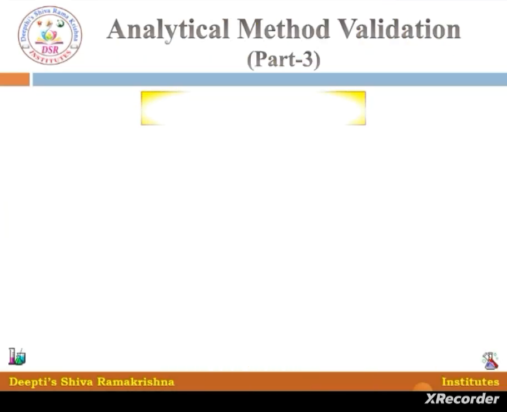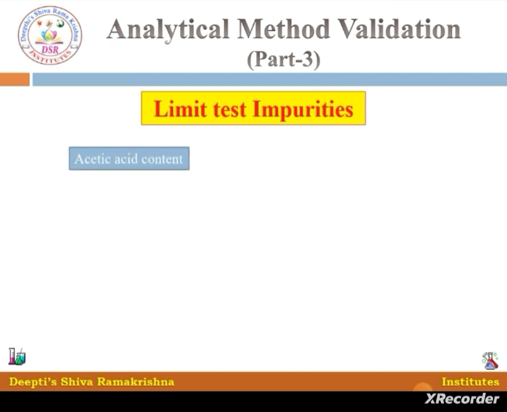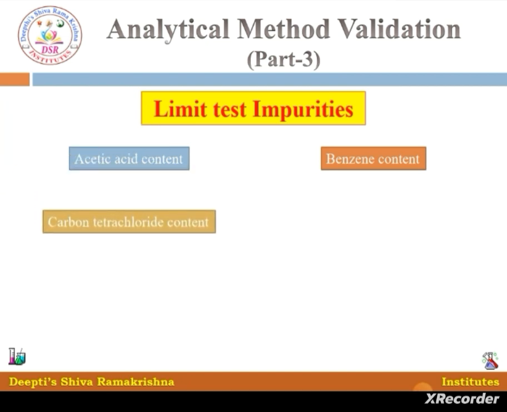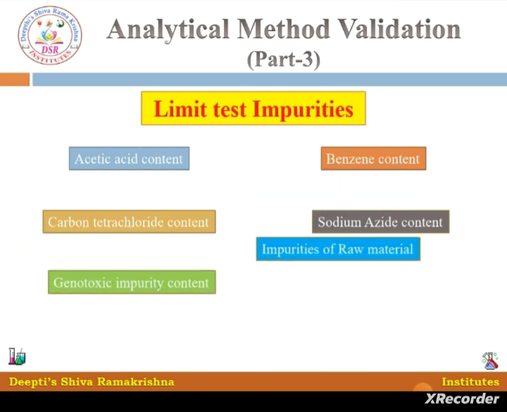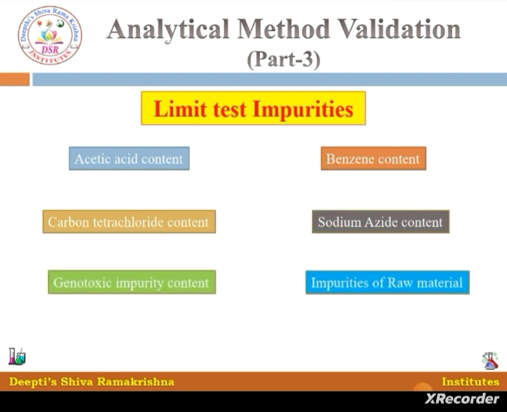Coming to limit test impurities. Limit test impurities are like acetic acid content, benzene content, carbon tetrachloride content, sodium azide content, genotoxic impurities content, and impurity of any raw material contents. So limit tests are generally performed as per the regulatory requirement or skip testing or in very rare conditions. So for these tests only two parameters are performed, which are specificity and detection limit.